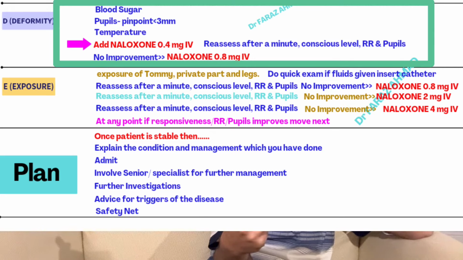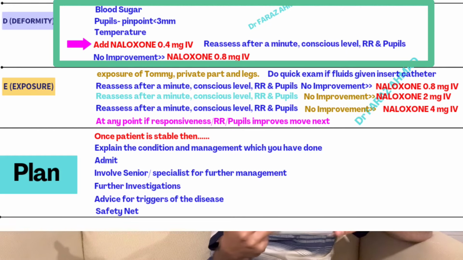So I am quickly going to start naloxone 0.4 milligram IV, and you will give it. After a minute, you will reassess the conscious level, respiratory rate and the pupils. If there is no improvement, you will give naloxone 0.8 milligram IV.